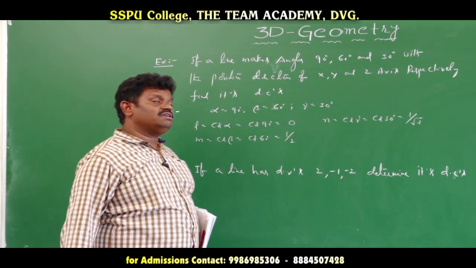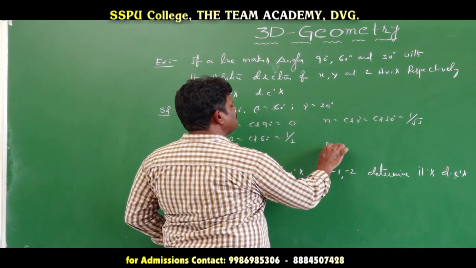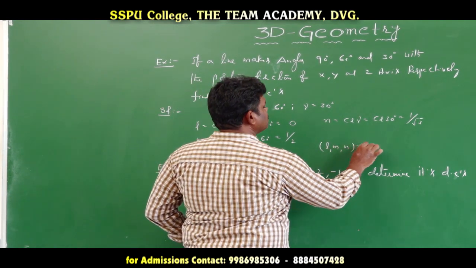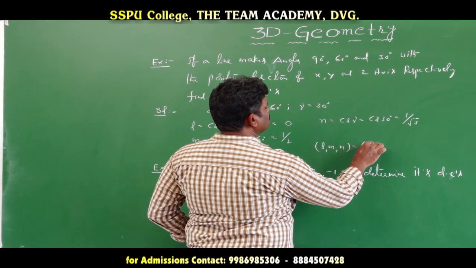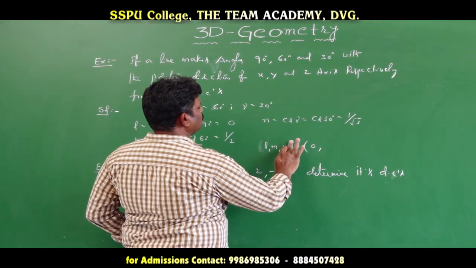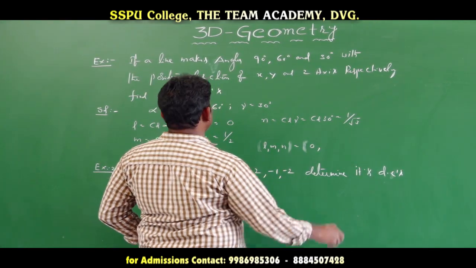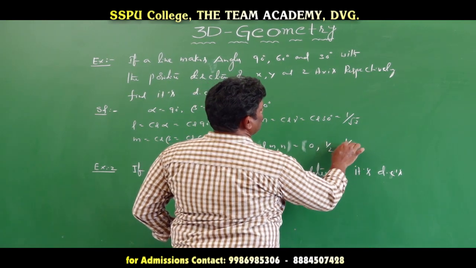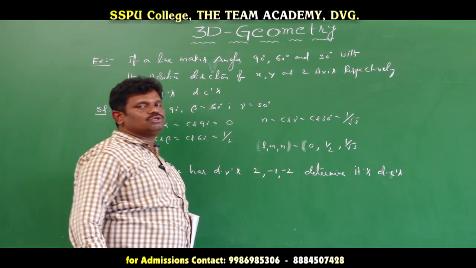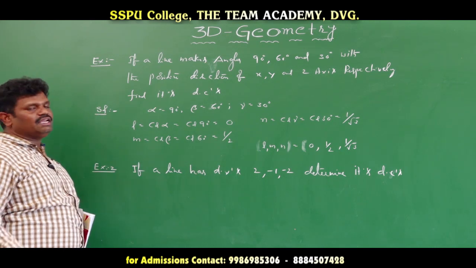Now, the direction cosines of the given line: l, m, n is equal to 0, 1 by 2, 1 by root 3. So these are the direction cosines of the given line.